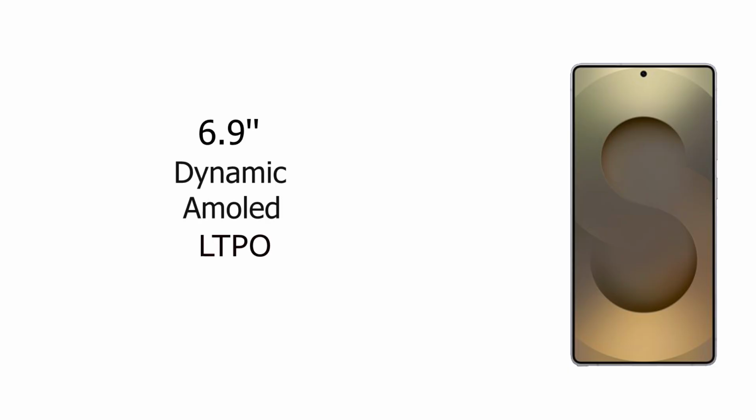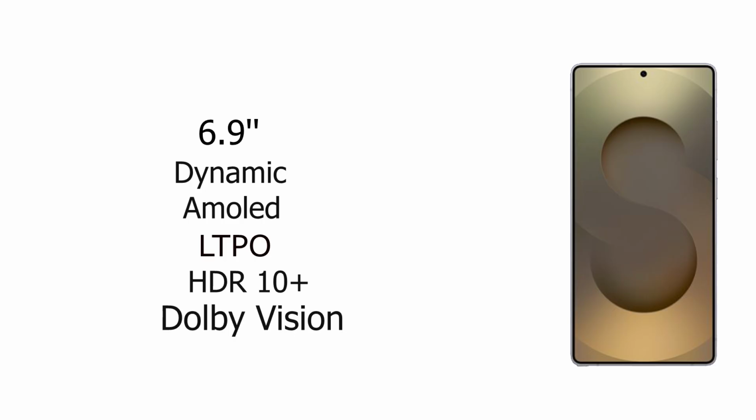The S25 Ultra mobile comes with a 6.9 inches Dynamic AMOLED 2X LTPO display, and it is HDR10 Plus supported, Dolby Vision supported, with a 120Hz refresh rate, protected by the Corning Gorilla Glass armor.